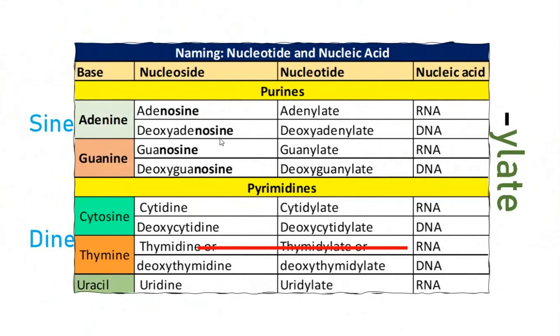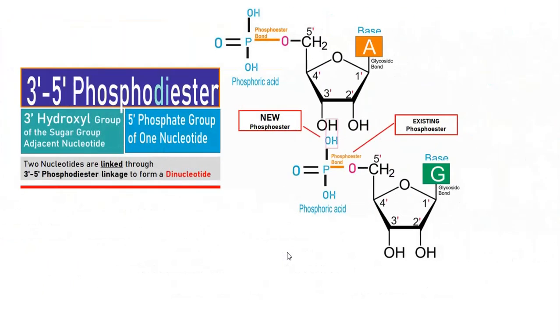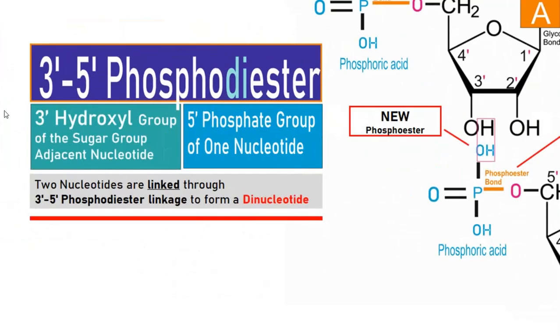This table is about the nomenclature of the nucleoside and nucleotide, and where they are present in the nucleic acids, like DNA or RNA. Then coming to the bonds present between the nucleotides, usually that is the phosphodiester bond. The name itself suggests the presence of two ester bonds.